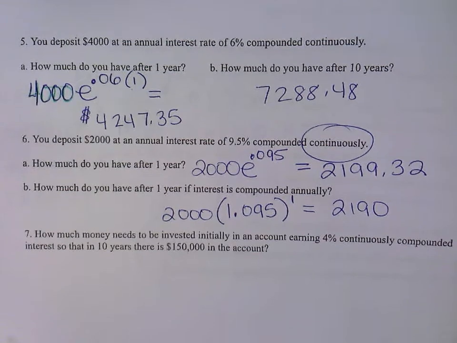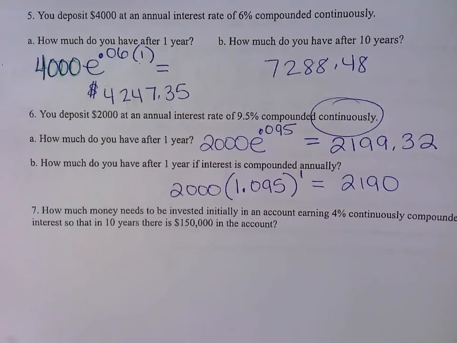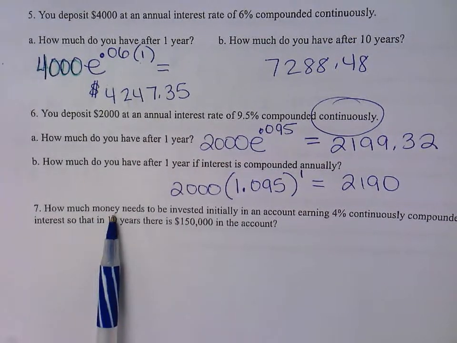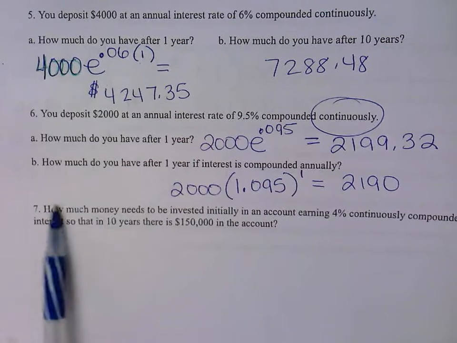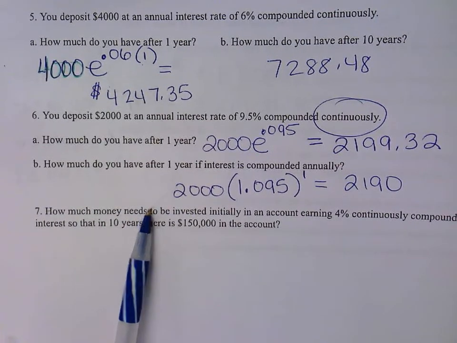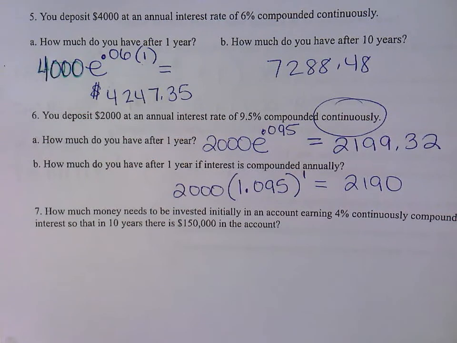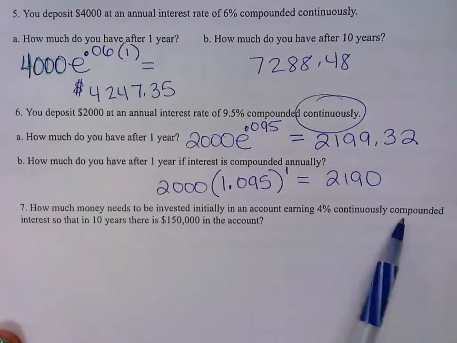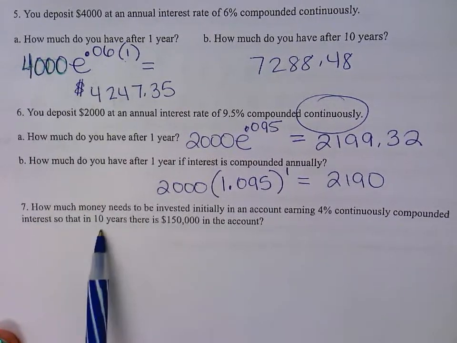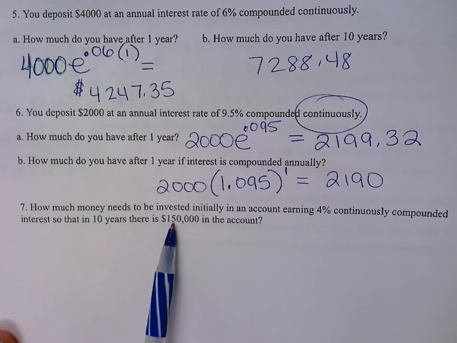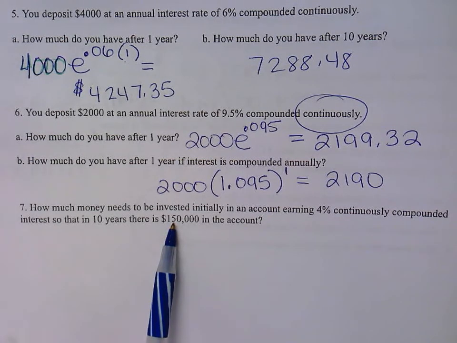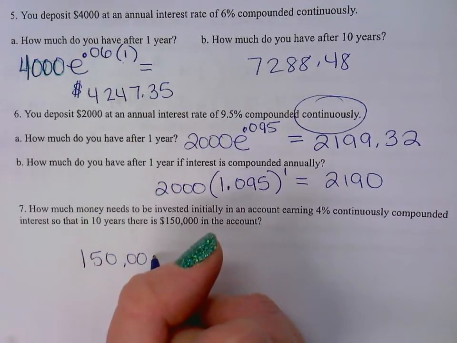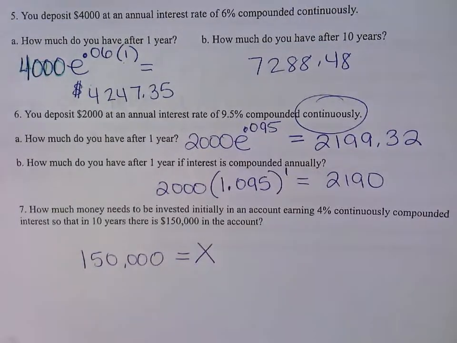All right, and then number 7, we looked at one of these for up top, number 4. This is how much money needs to be invested. So we do not know our principal, right? How much do I need in my retirement account? Or how much do I need in a, I'm saving for a new car. I'm only getting 4%. It's compounded continuously, and I'm going to leave it in the account for 10 years. I need there to be 150,000 at the end. So I need there to be 150,000, but I don't know how much to invest for my principal.